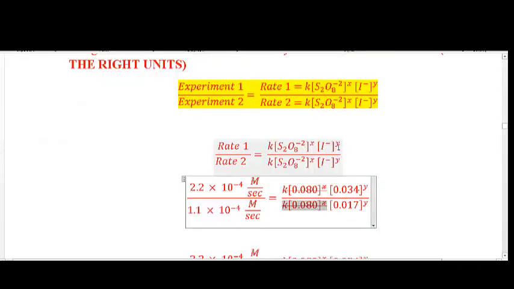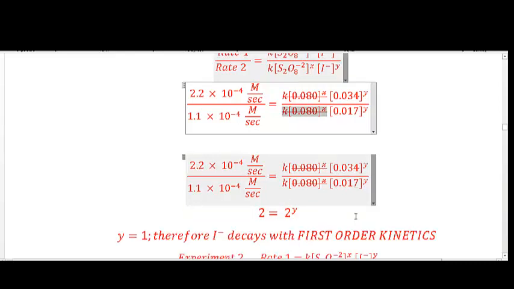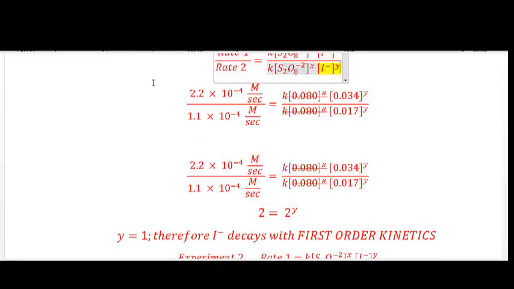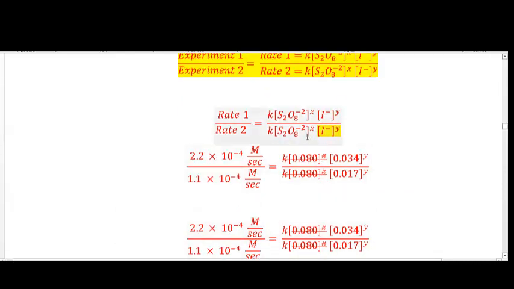You want to make sure your units are okay. Putting this math in, I get 2, and 0.034 divided by 0.017 is 2 to the power of Y. So I'm getting Y is equal to 1. So Y, which represents the order for I minus, has a decay of 1. So it decays with first order kinetics, or first order decay. Now we have to find out X, which is the order of the decay of this ion, tetrathionate.